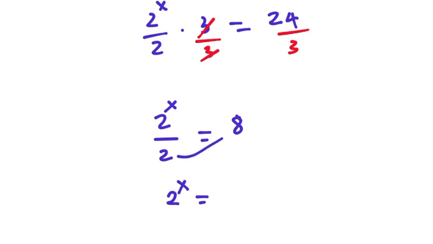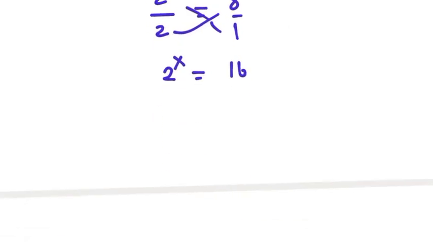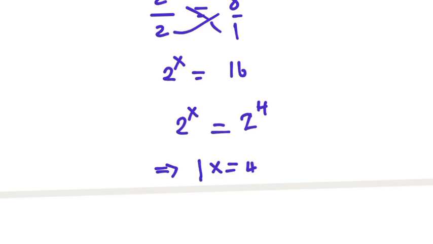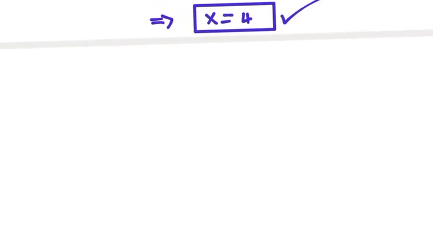So we can use this 2 to multiply, by cross multiplying. We're going to have 2 times 8, which will be 16. Moving on, I'm going to have 2 to the power of x equals 16, and this 16 can be written as 2 to the power of 4. So from the law of indices, x is equal to 4 when you compare the powers, because we have the same base. So now we have x equals 4.